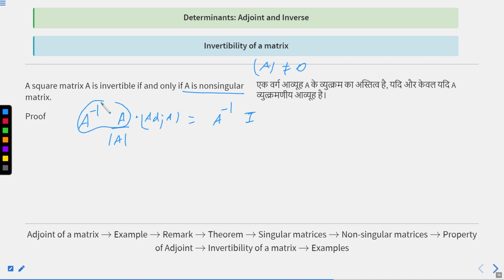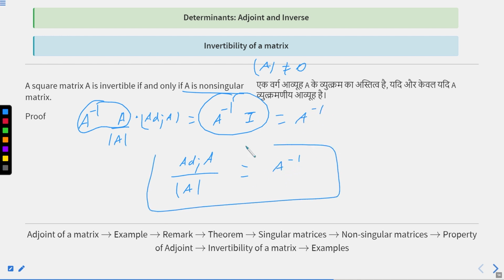Now this will be the identity matrix, as A inverse product with A will give you the identity matrix, and the identity matrix with any matrix will give you the same matrix. So this will be what? This thing. And this will be A inverse. So this means that A inverse exists.